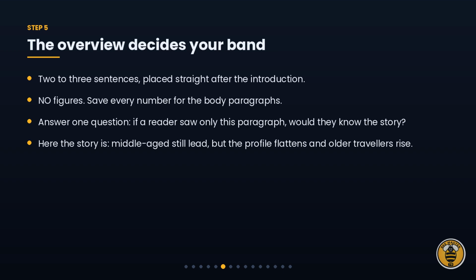The overview is where Band 9 is won or lost. 2 to 3 sentences placed immediately after the introduction. No figures at all. Ask yourself one question. If a reader saw only this paragraph, would they know the story? Here the story is simple. Middle-aged travelers still lead, but their lead shrinks and the age profile flattens out.